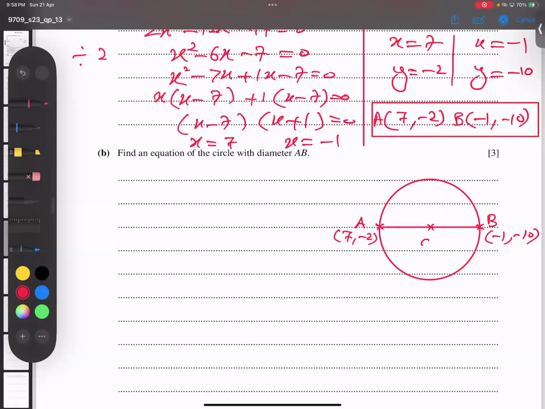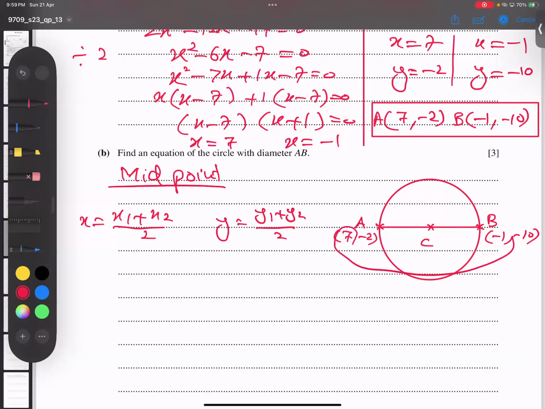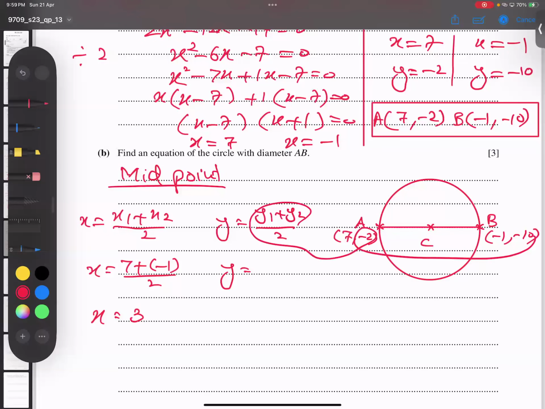The center of the circle, I say, C. How to get the center? It is the midpoint, because you know the midpoint formula. The midpoint formula is very clear: x1 plus x2 divided by 2, and the same for y1 plus y2 divided by 2. So I'm plugging in here: 7 plus negative 1 over 2, and I got 6, so I got 3. For y: negative 2 and negative 10 divided by 2, and I'm getting negative 6. So the center, I got it, students.